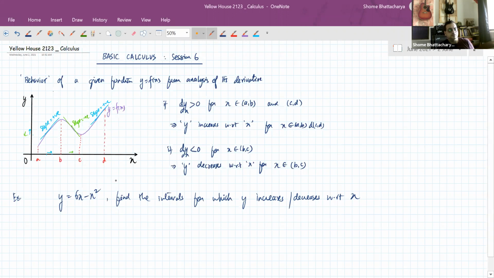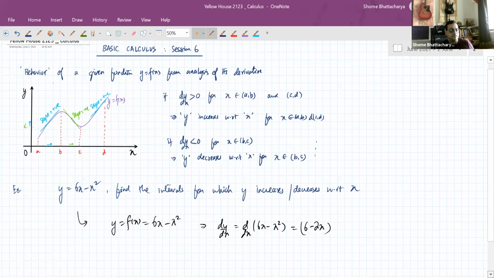So in this example, you can see that, expressed as a function, y is 6x minus x square. So the derivative of the function is the differentiation of 6x minus x square. So that is 6 minus 2x. So now we can apply this to find out the interval or intervals in which y is increasing. And then we can apply this part here to find out the intervals in which y is decreasing.